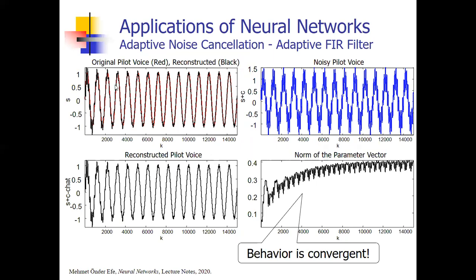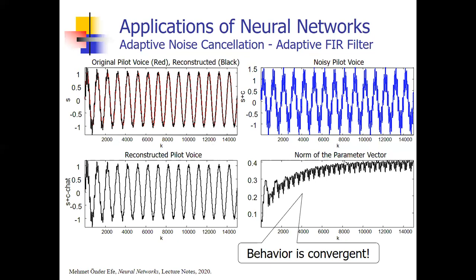Basically, there is this sinusoidal signal. The original pilot voice is red, the reconstructed one is black, and I see that there are fluctuations at the very beginning, but those fluctuations are disappearing in time. So this is the noisy pilot voice, okay. This is the reconstructed pilot voice. I see that the pilot voice is getting more and more similar to a sinusoidal.